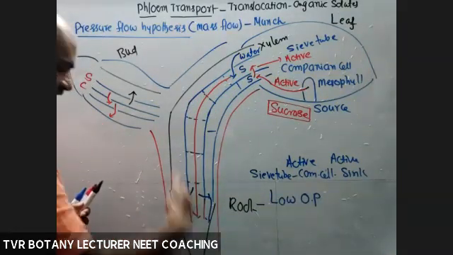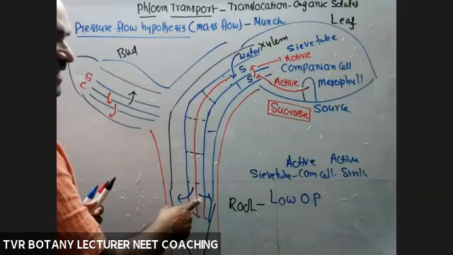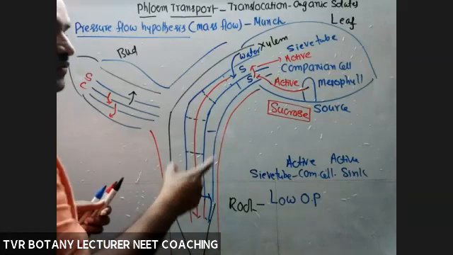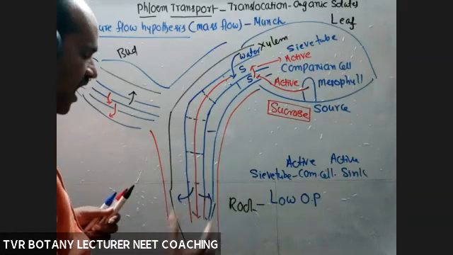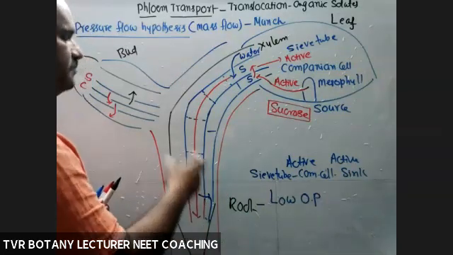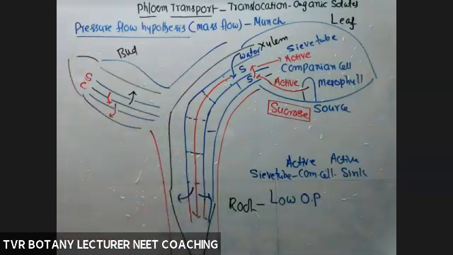Once sucrose is vacated, the psi W value of the phloem increases. Now water is going back to xylem to run the reaction again and again. So that's about the so-called pressure flow hypothesis.